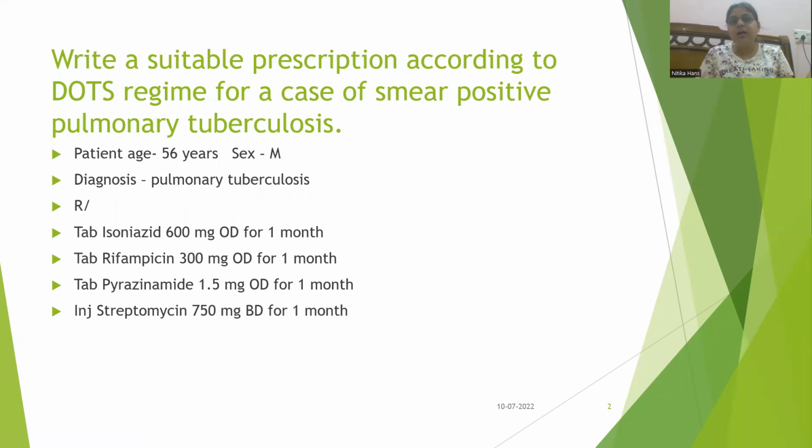Now, this is the suitable prescription according to DOTS regimen for a case of smear positive pulmonary tuberculosis. The patient age is given, sex is given, diagnosis is given, pulmonary tuberculosis. Treatment: tablet isoniazid 600 milligram OD, once a day for 1 month, tablet rifampicin 300 milligram OD for 1 month, tablet pyrazinamide 1.5 milligram OD for 1 month, injection streptomycin 750 milligram BD for 1 month.